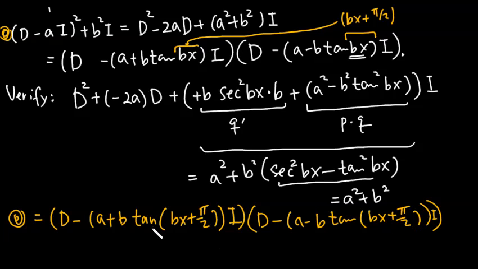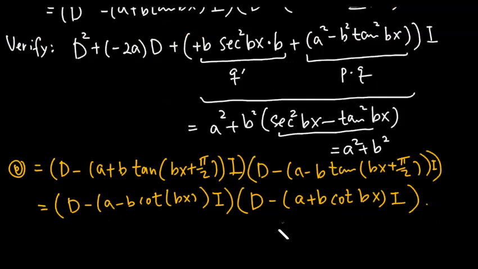What happens if you add pi over 2 inside a tangent? It becomes a negative cotangent. It's a negative reciprocal, and you get the negative sign. So let me write that down underneath it. Right, I wrote it here. So this is what we have. We have one factorization with tangent in there with a negative sign in front of it, and another factorization, and we have on the right cotangent bx with a positive sign.